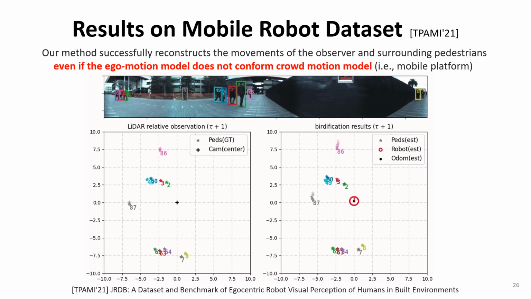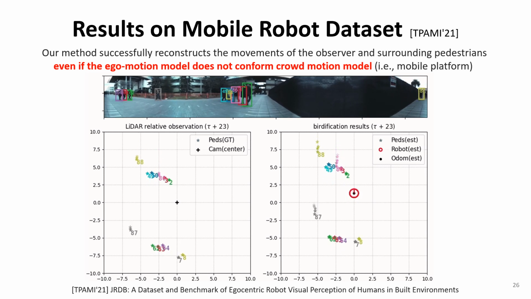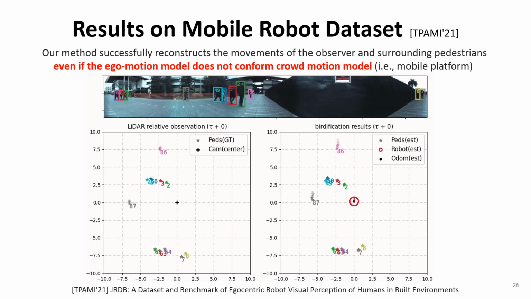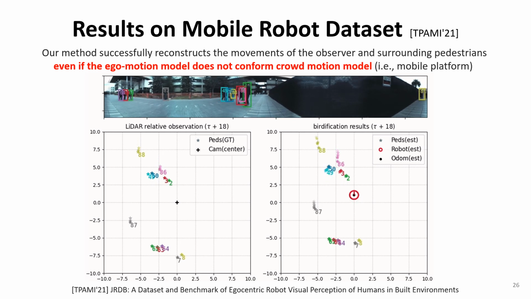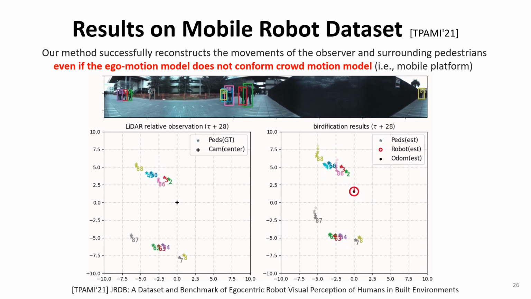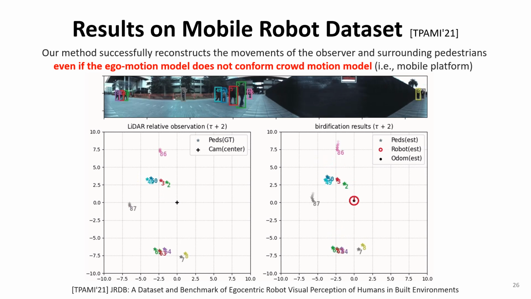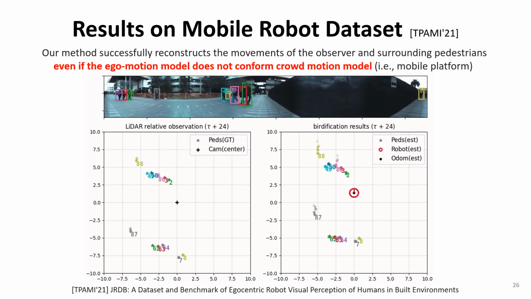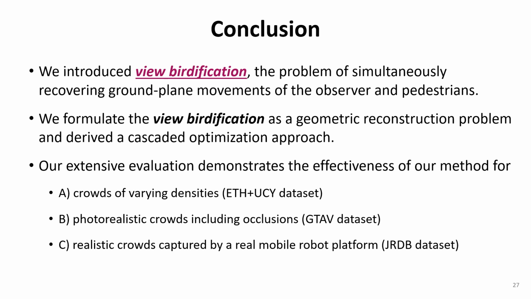To further validate the applicability of our method in the feasible configuration, we leverage the real robot dataset, which includes the panorama RGB images with 2D/3D bounding box annotations of pedestrians captured by a mobile robot platform of human-compatible size. Our method successfully reconstructs the movements of the observer and surrounding pedestrians even if the ego motion model does not conform to the crowd motion model. Please see the paper for more details.